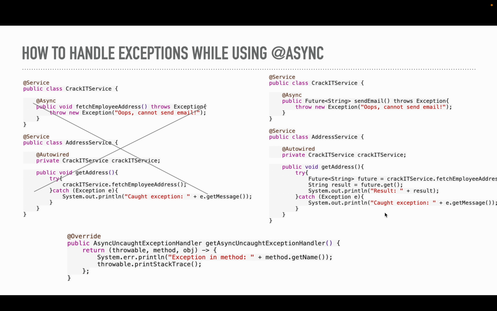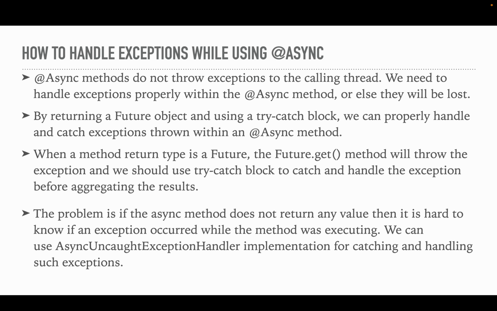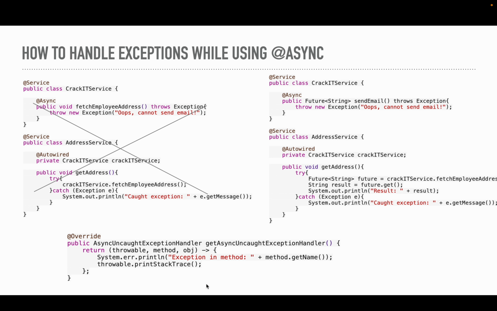So it's always important that we handle our exceptions really well, and especially with async, we need to be very careful that the return type should be Future or CompletableFuture, and we need to write that code inside the try catch block and handle the exception properly. And the very important point is we need to override the async uncaught exception handler. We need to write our own exception handler for this. In this way, we can handle our exceptions. We clearly explained this in our demo.